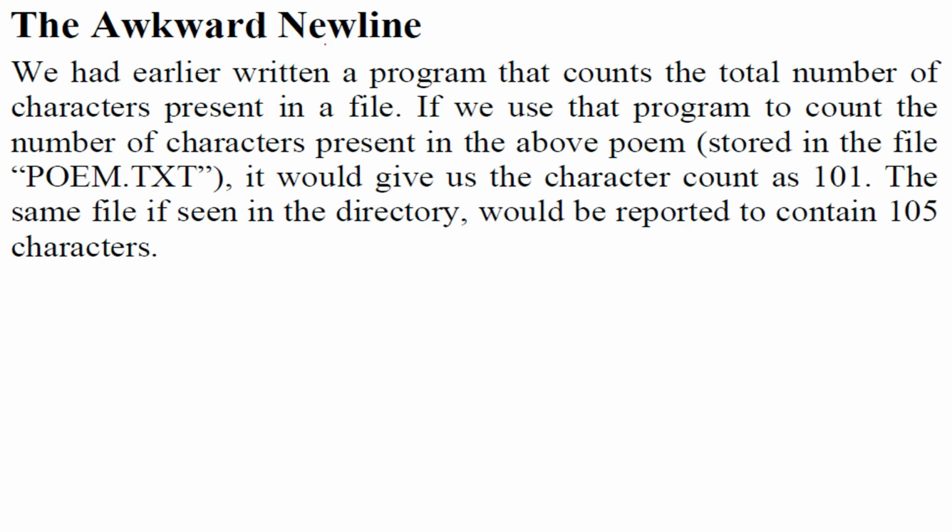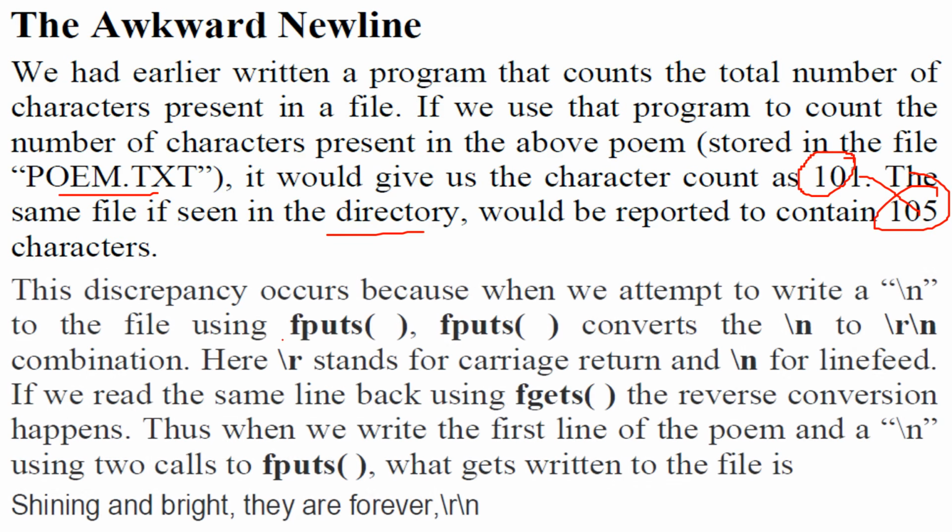And there is something to note when we are dealing with files, reading and writing. Assume we wrote a program that counts the total number of characters present in a file. If we use the program to count the characters in, say, some poem.txt, an imaginary file, and we count 101, but if you go to the directory it shows 105 characters. Why are there these 4 extra characters? There is a discrepancy. That is the awkward newline.